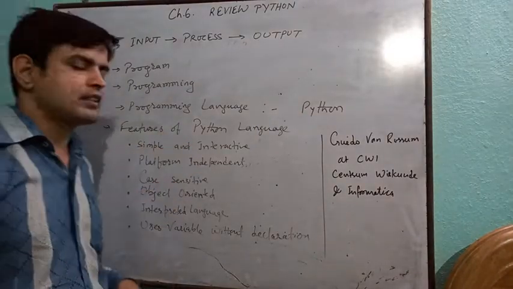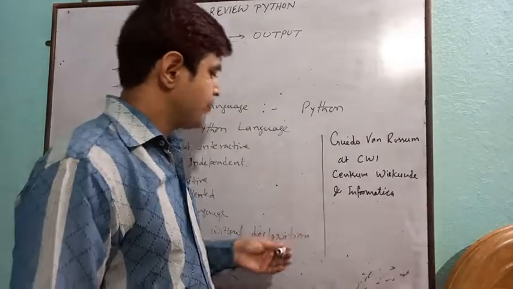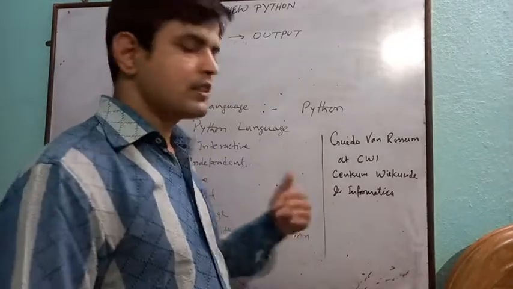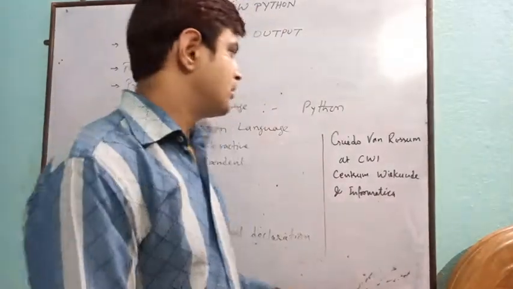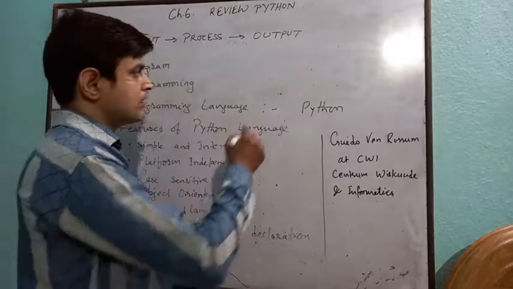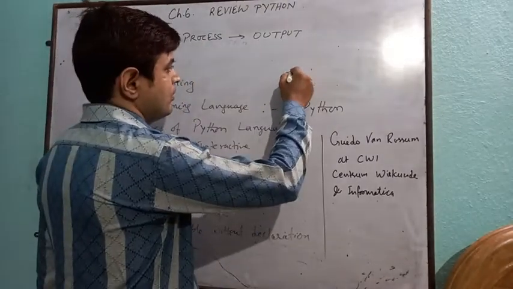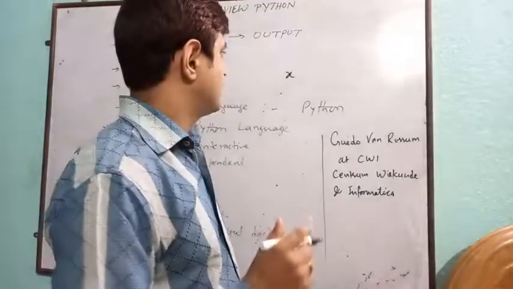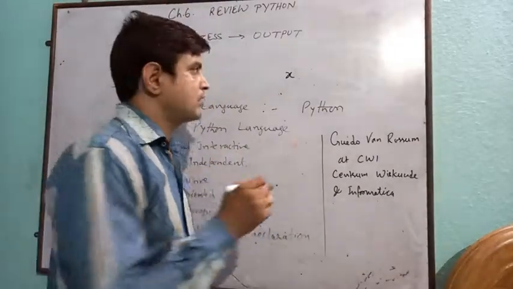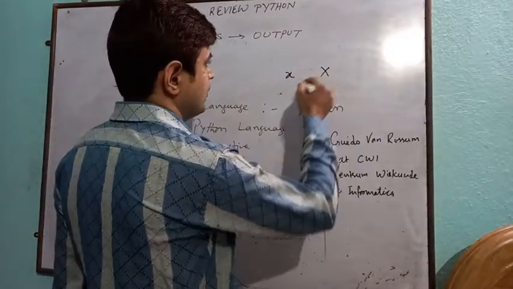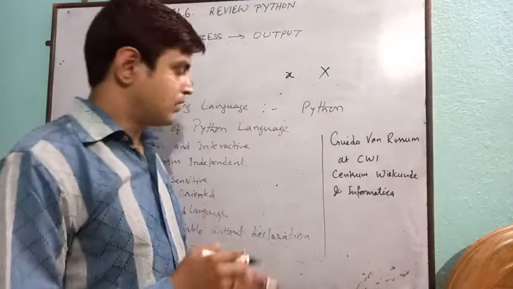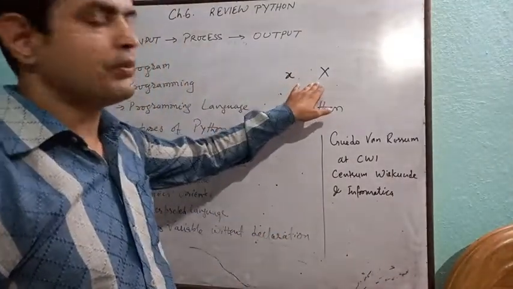The next, case sensitive. Some programming languages are case sensitive and some are not case sensitive. Here case sensitive means we use two cases to write alphabets, a small case and a capital case. So Python will treat these two differently.